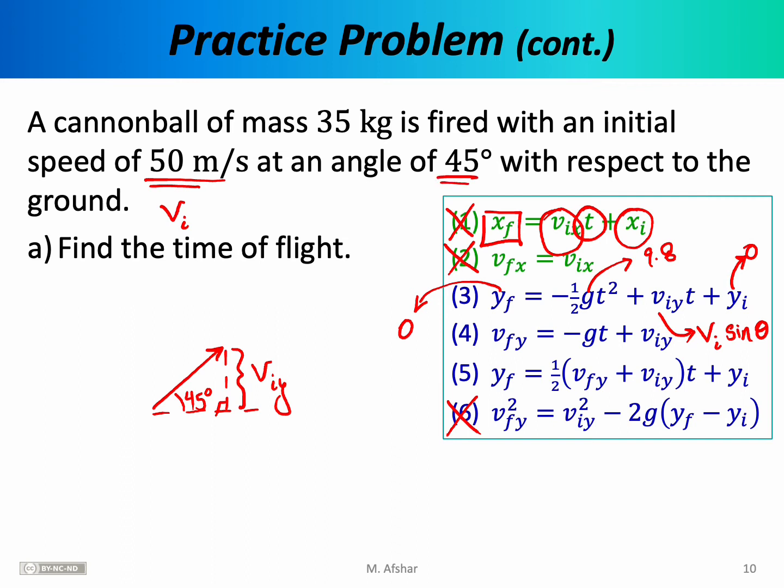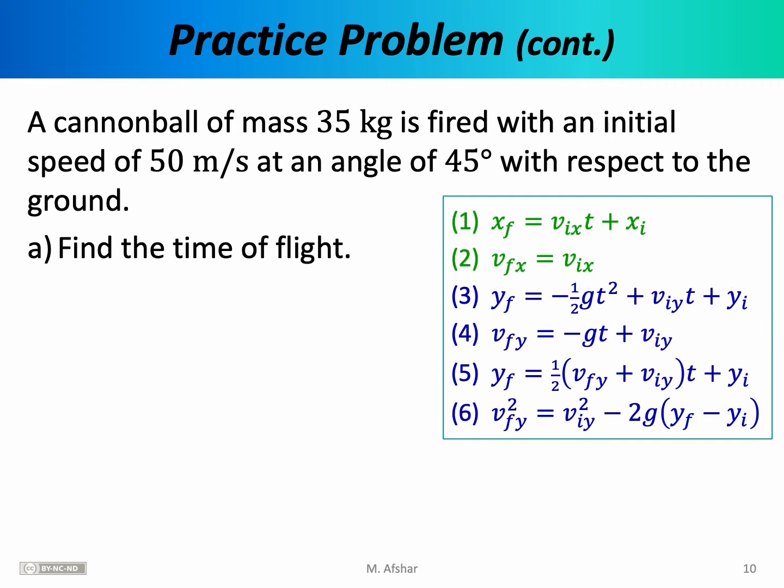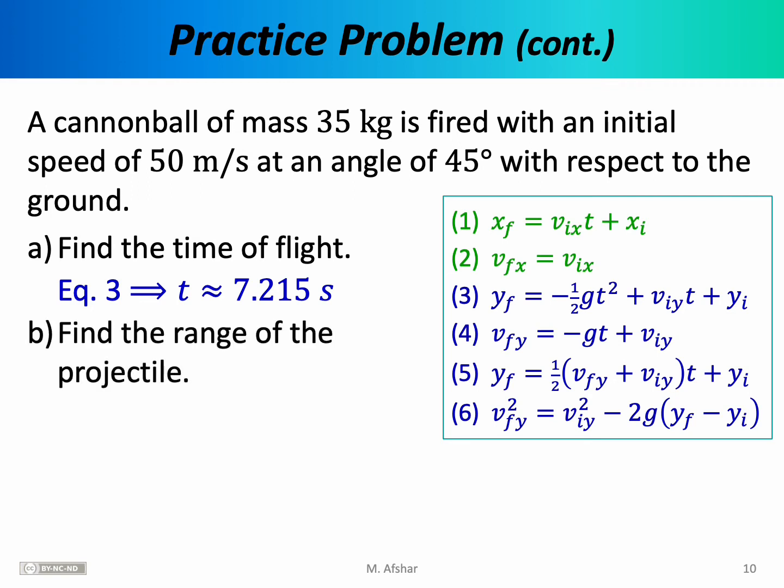So the end result is that equation 3 is actually a very good equation, because the only unknown in that equation is time. Everything else can be figured out relatively easily. At this point, you need to plug in numbers into this equation, and you need to do some algebra, possibly involving the quadratic formula, and solve for time. When you do that, you'll see that equation 3 implies that the time of flight is 7.215 seconds. In other words, the cannonball is going to be up in the air for about 7 seconds before it lands on the ground. The second part of the problem asks for the range of the projectile.